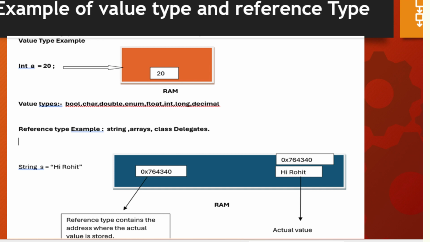Now the interviewer can also ask you to give examples of value types or reference types. As we can see here, value types are like bool, char, double, enum, float, int, and long. All these kinds of data types come under value types. And in reference types, we have string, arrays, class, and delegates.